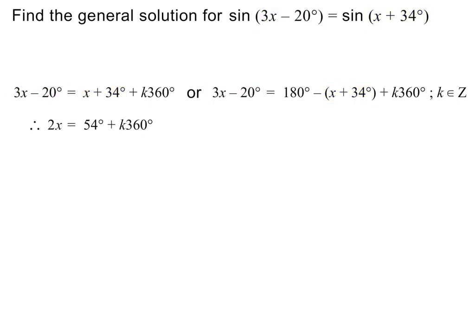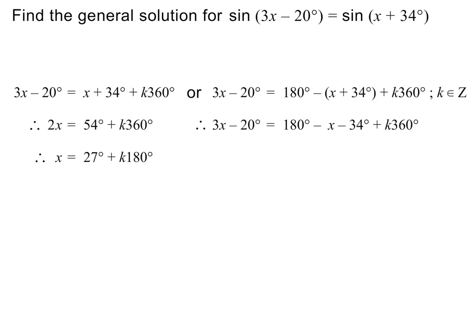Next, we use algebra to solve for x. On the left, I subtract x from both sides and add 20 degrees to both sides. We then divide both sides by 2 to get x on its own on one side. Please note, I also divide k 360 degrees by 2 in this step.